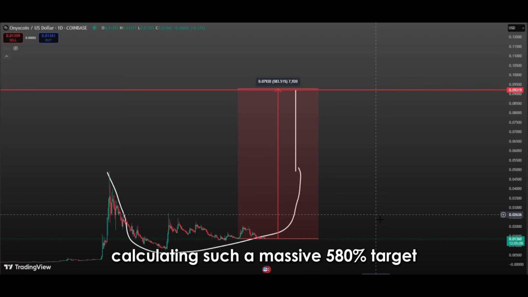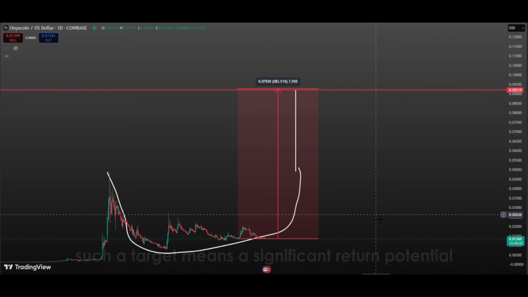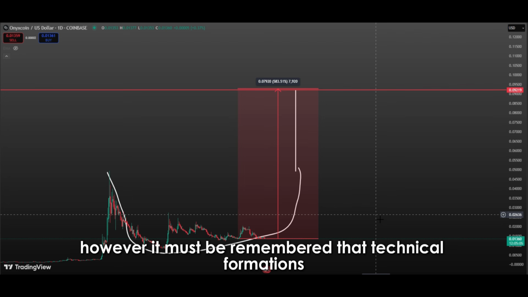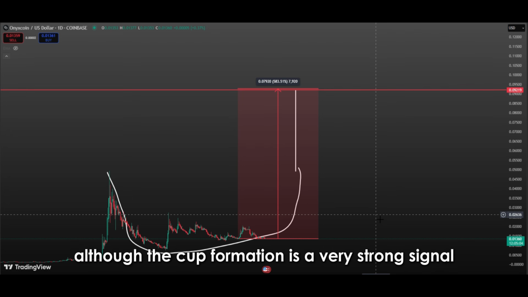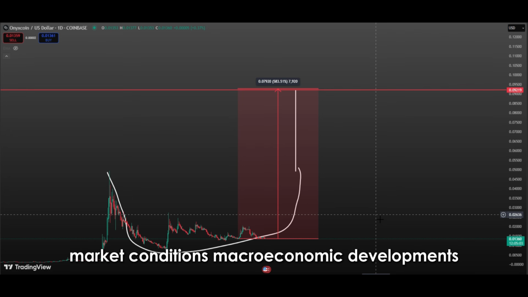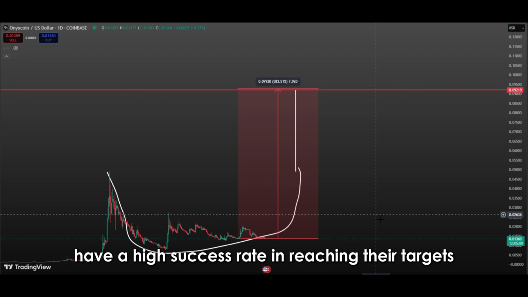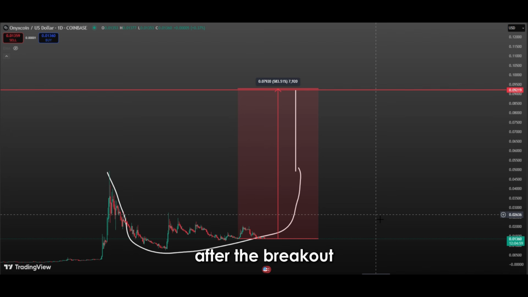Calculating such a massive 580% target naturally brings both opportunity and risk awareness to investors. Such a target means a significant return potential for long-term investors. However, it must be remembered that technical formations do not always deliver guaranteed results. Although the cup formation is a very strong signal, market conditions, macroeconomic developments, or sudden news events can negatively impact the process. Nevertheless, many successful examples in the past have shown that cup formations have a high success rate in reaching their targets. Especially when the price moves rapidly upward after the breakout, it marks the beginning of the process toward reaching the technical target.